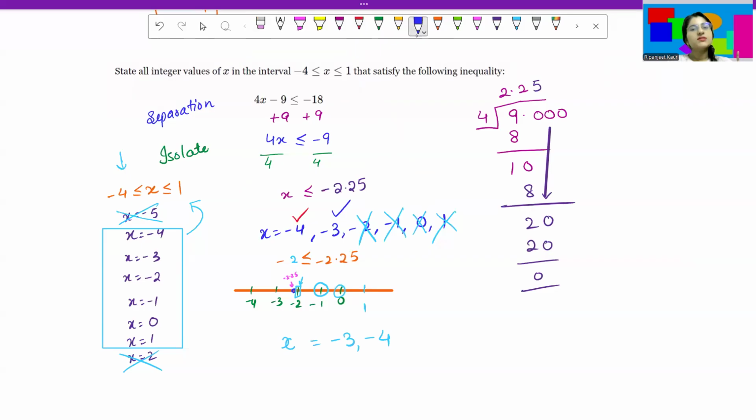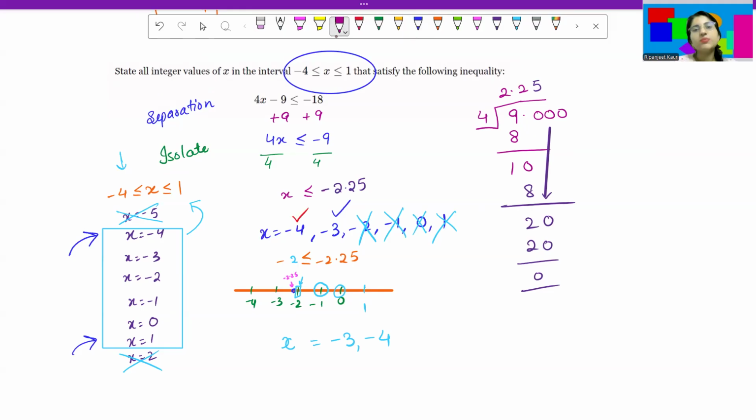The second thing that they are saying is that the answer should be all integers. That means it cannot be decimals. Now, if they should be integers, they should be lying between this. So negative 4 to 1 should be all integers. So we took the values from negative 4 to 1 only. Any question till here? No, ma'am.